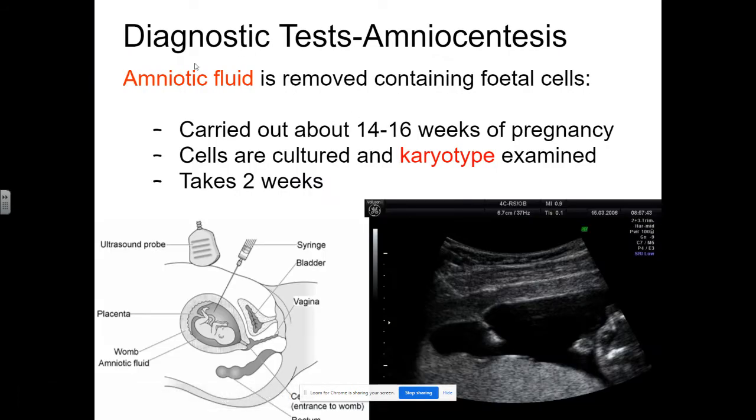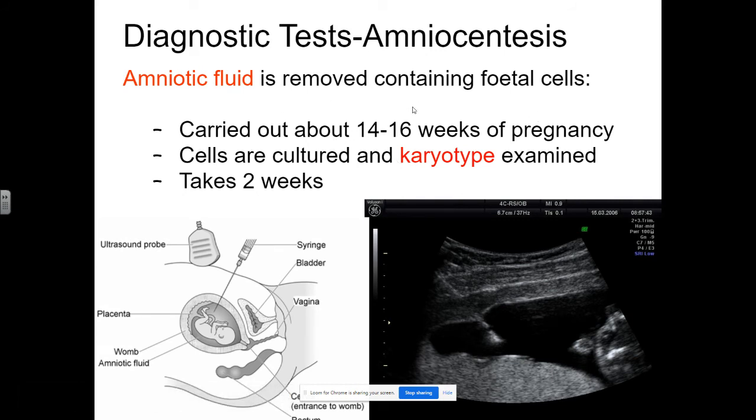So amniocentesis. The amnio part of the word comes from the amniotic fluid. In amniocentesis, a needle is injected through. It doesn't look very comfortable. And it goes into the amniotic fluid. Obviously, this is done under ultrasound, so you don't stab the baby with your needle. And it removes some amniotic fluid.